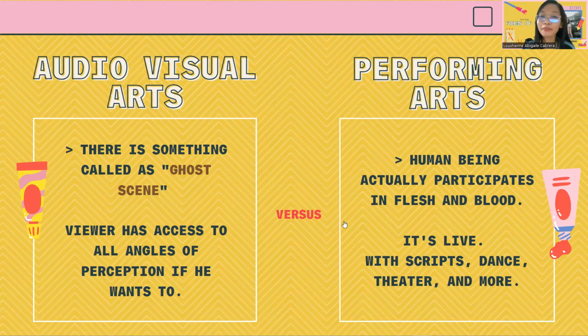Okay. In performing arts naman, human being actually participates in flesh and blood. It is also live. Gumagamit ng mga scripts or lyrics, dance, theater, and more. Malaking factor ang itsura ng lugar na dadausan ng performance dito, kaya may mga ganon. Kailangan na konektado at pinagtatanuhang maigi ng mga crews at kung paano yung itsura ng mga stages at easy to access dapat sa kahit sinong actors.